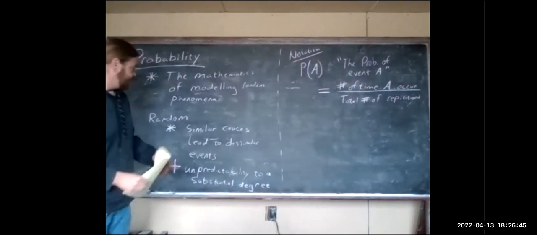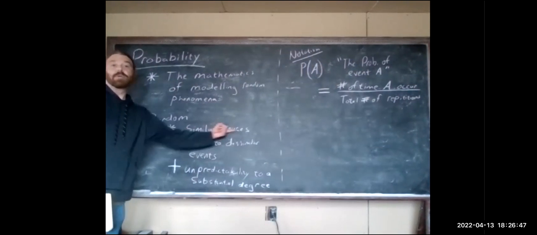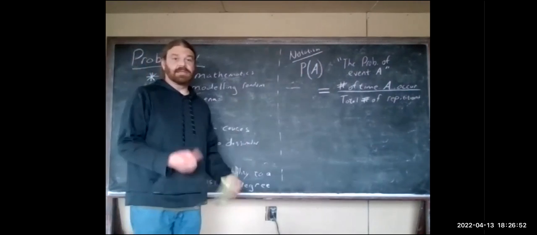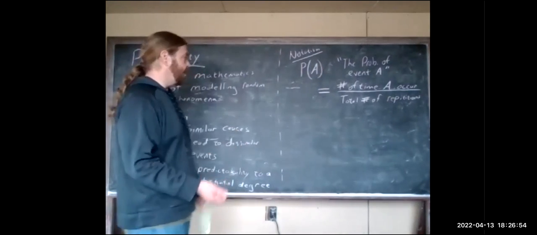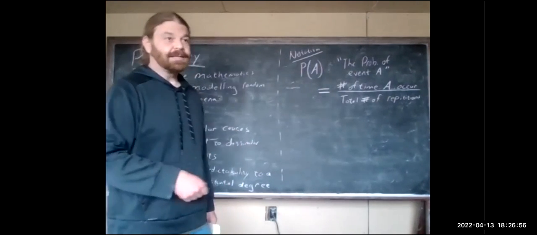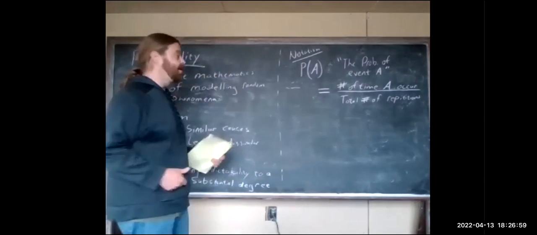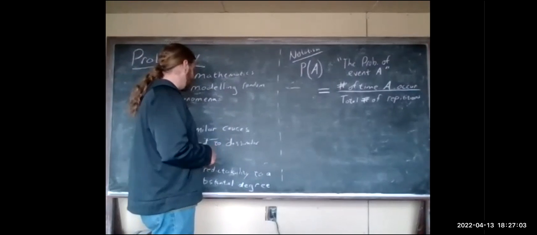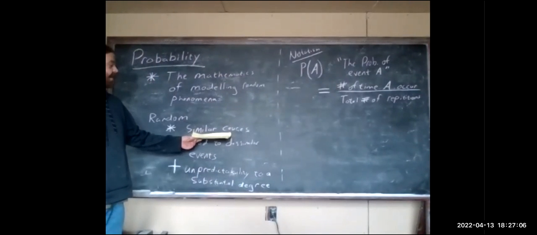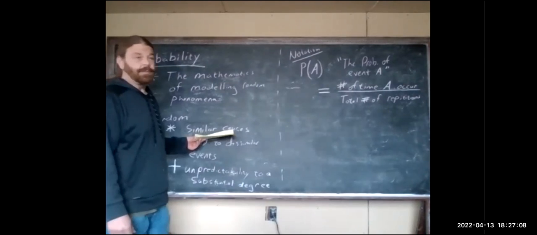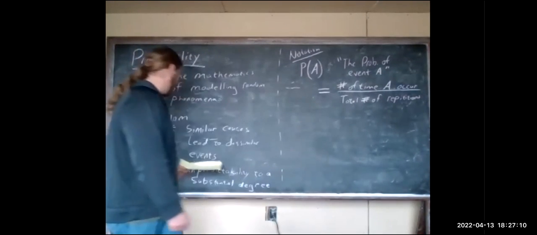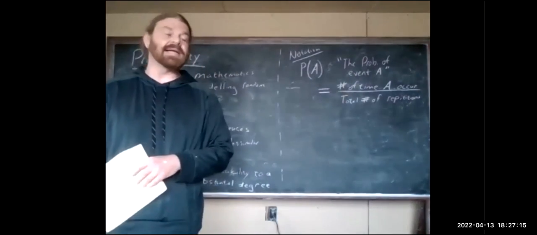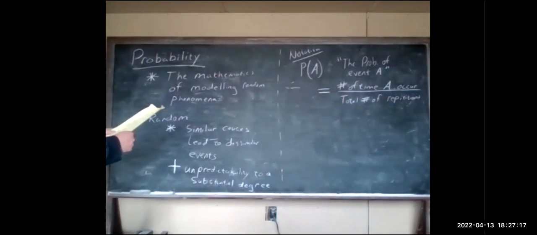And by repetitions, I'm referring to similar causes. The total number of times a similar thing happens. The number of times we flip a coin, roll a die, shuffle a deck of cards, watch atoms in a chunk of uranium decay. The total repetitions of those similar causes, out of those, how many of the dissimilar events were the ones we labeled as A? That's our basic idea of probability.